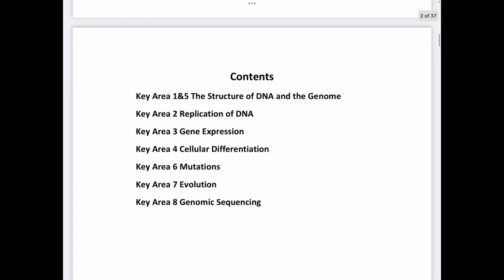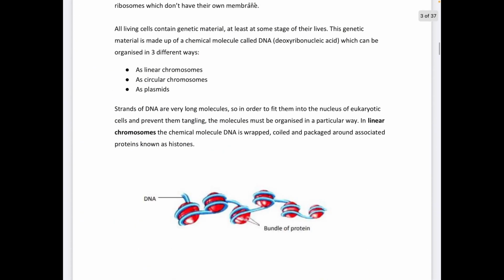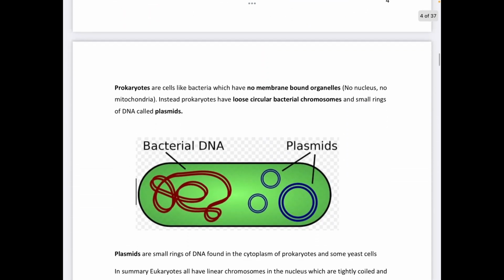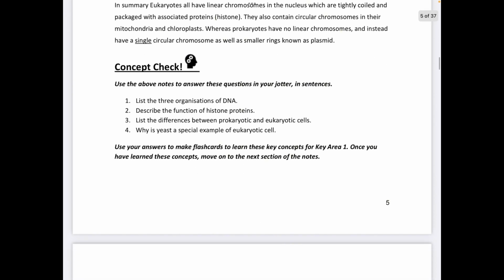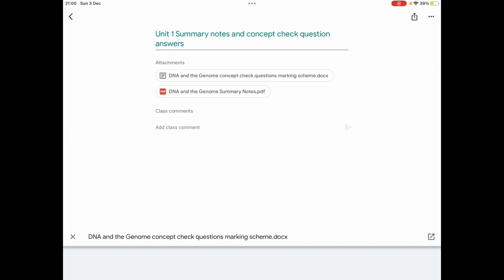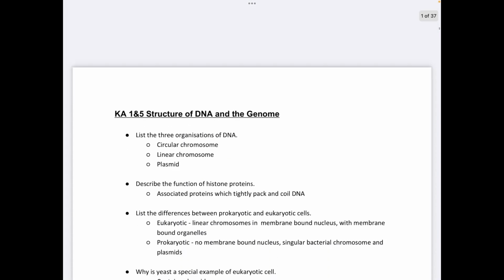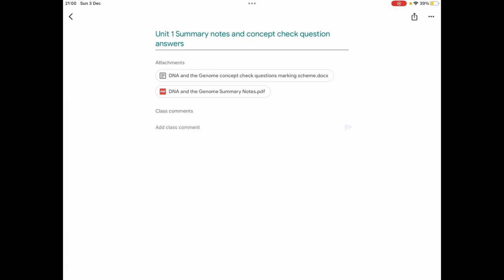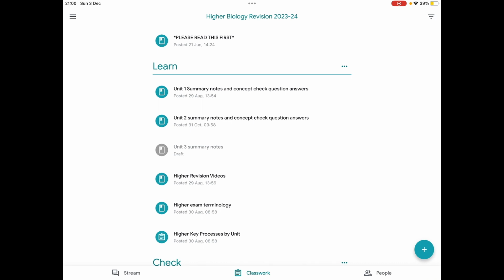You can see the contents, but at the end of each chapter, some nice notes and diagrams. There's concept check questions, which are similar to our key area questions that you'll be doing in class. But again, if I go back here, the other document that's there will give you the answers to these as well. So it's really a useful resource. And again, as with National 5, if it was a key area that you were really good at, you wouldn't bother with the learn stuff, you would jump straight to test.